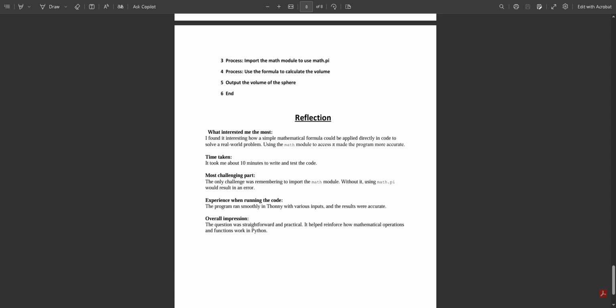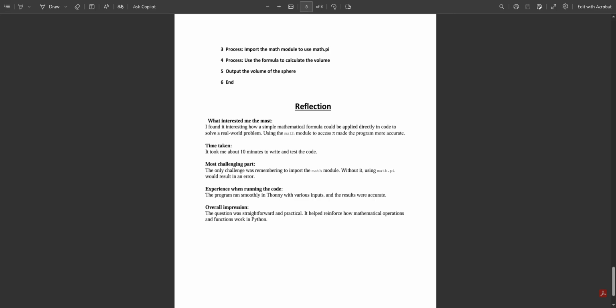The questions were straightforward and practical. It helps reinforce how mathematical operations and functions work in Python.